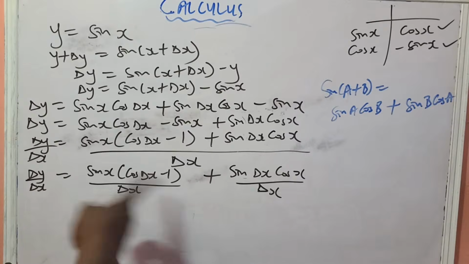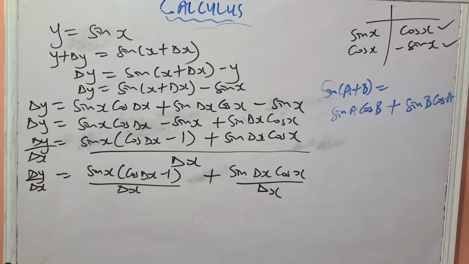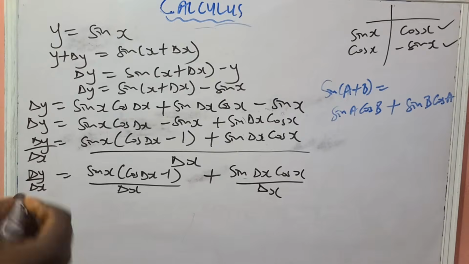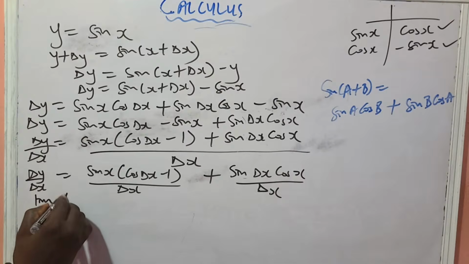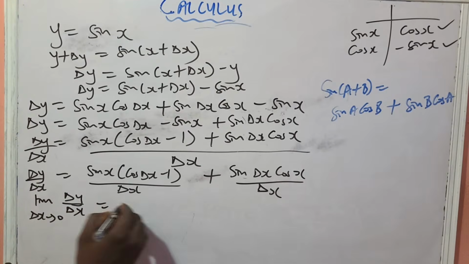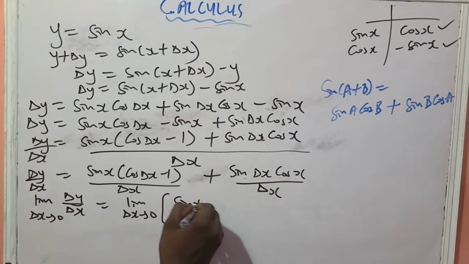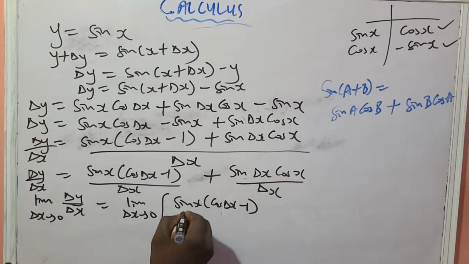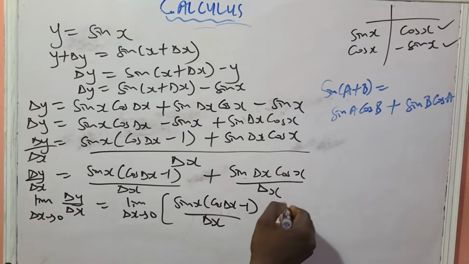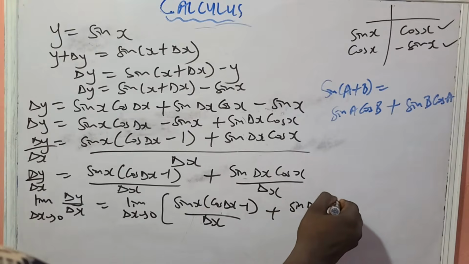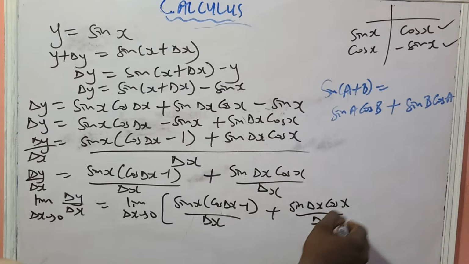I really love that. So what we want to do next, the 4th step, is to take the limit of both sides. So let's take the limit of both sides now. We take the limit of this as change in x tends to 0. That's change in y over change in x equals the limit as change in x tends to 0 of all this. So we have sine x times cos change in x minus 1 over change in x, plus sine change in x times cos x over change in x.